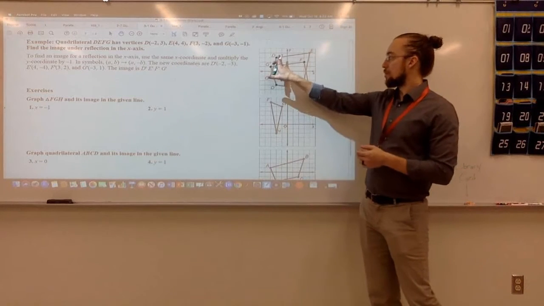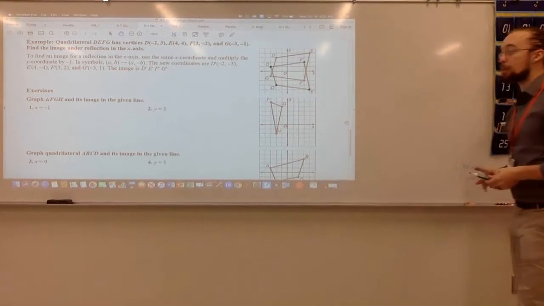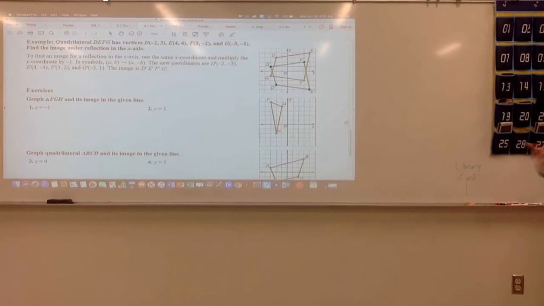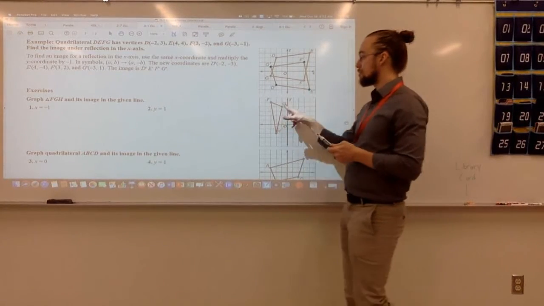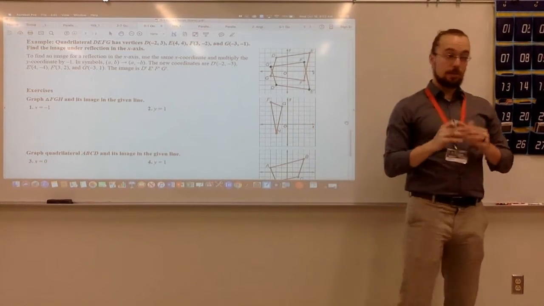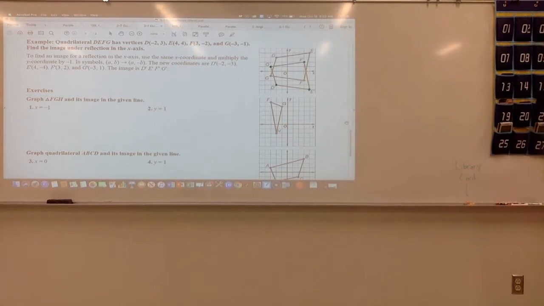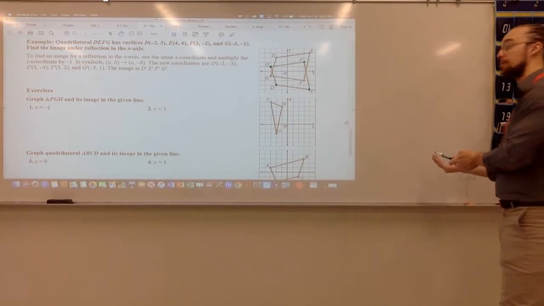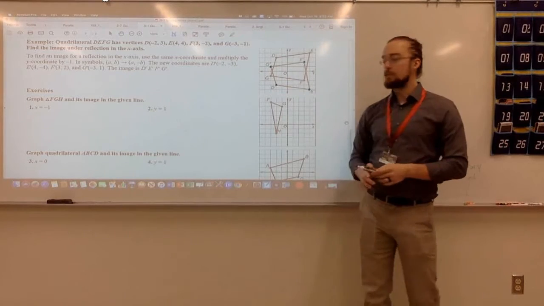Okay, so that's all we're doing. We're just counting the distance from each of our points to the line of reflection, and then going that same distance on the other side, just like we did on the front. But if we have a coordinate plane, I think that makes it a little bit easier.